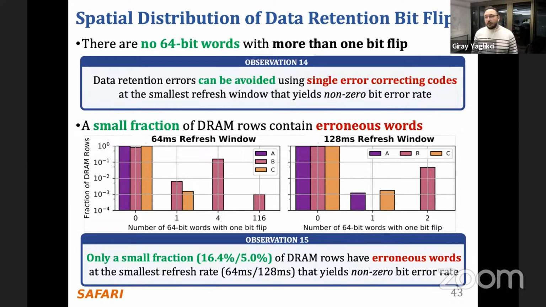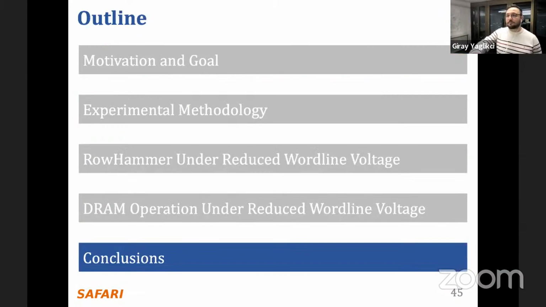So this means that for this small fraction of DRAM rows, around 16% or 5% in this case, what you can do is just double the refresh rate, or quadruple the refresh rate in the 128 millisecond case, and you will be fine basically without any errors.